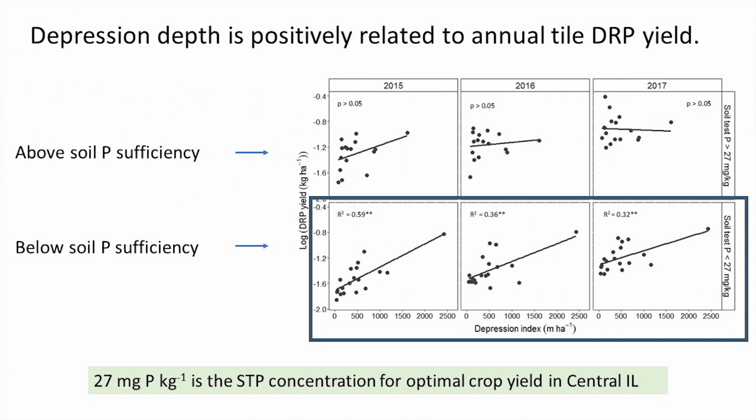And we did look specifically at whether there was a relationship between depression depth and the annual yield of DRP in tiles. The relationship here is interesting in that we did find a positive relationship, but only under two conditions. One, it was during the non-growing season, and the other, it was in areas that were already below P sufficiency.